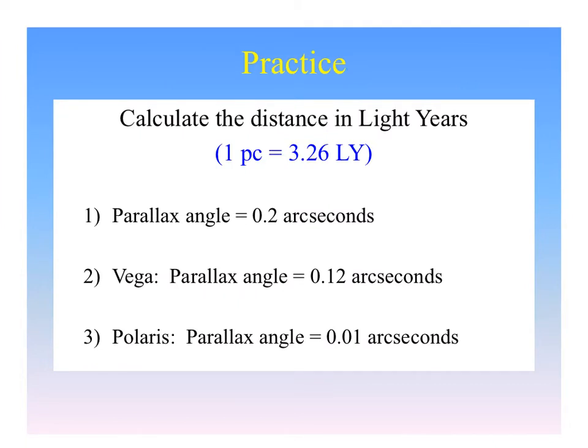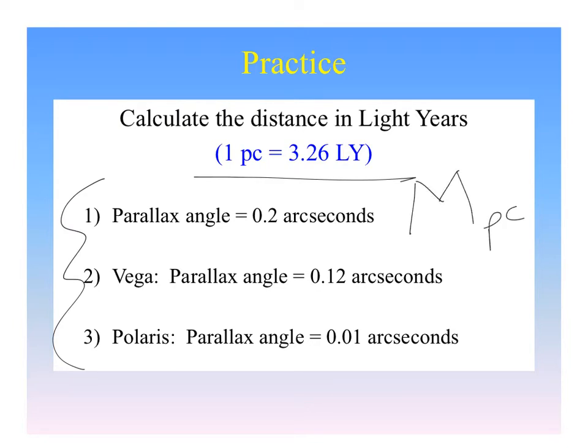So I would expect that you would be able to calculate each of these problems. You may be given them in class, so definitely make sure you're familiar with that very simple equation and what the conversion factor is from parsecs to light years. PC is the symbol for parsecs. Megaparsecs would be MPC, big M.